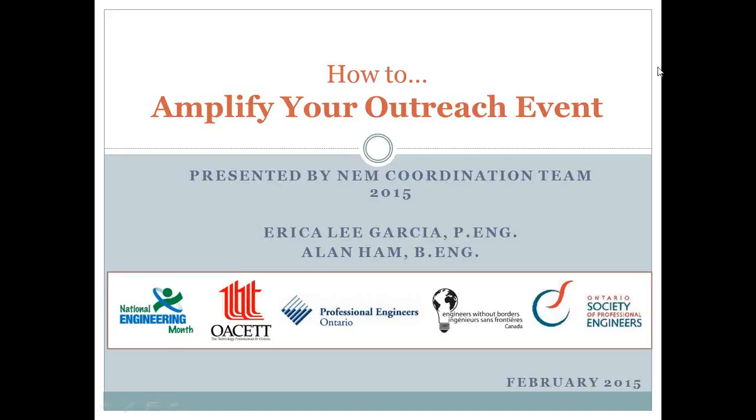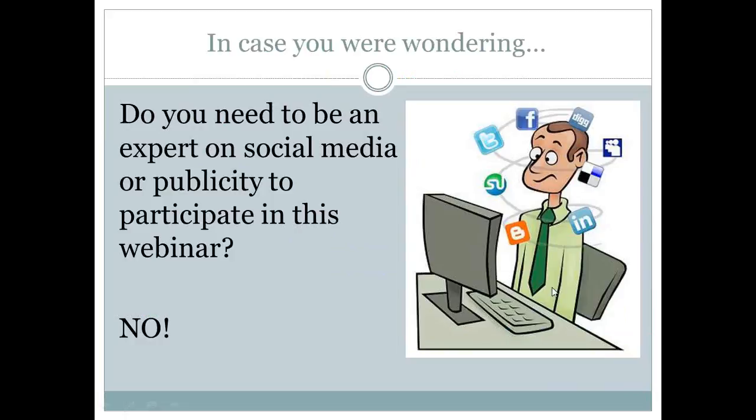As you might know, there are a number of organizations that partner together in order to make National Engineering Month everything that it is, including your organization, including OSET, Professional Engineers of Ontario, Engineers Without Borders, and the Ontario Society of Professional Engineers. So we're very happy to have you with us today to learn about how to amplify your outreach event and really make your efforts in organizing your event and all the hard work that you do worth it.